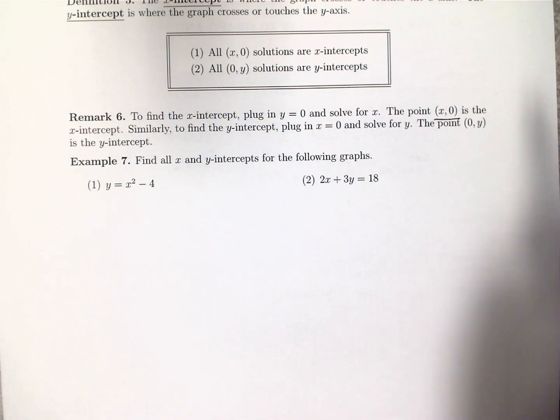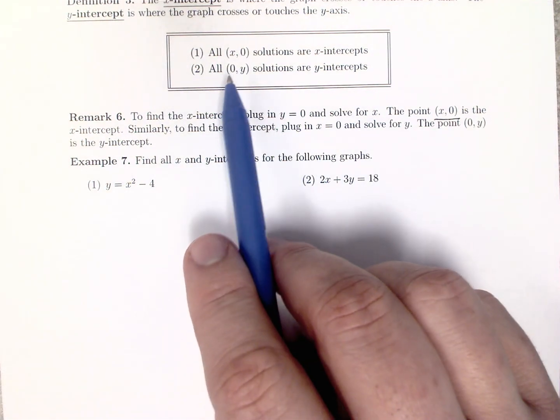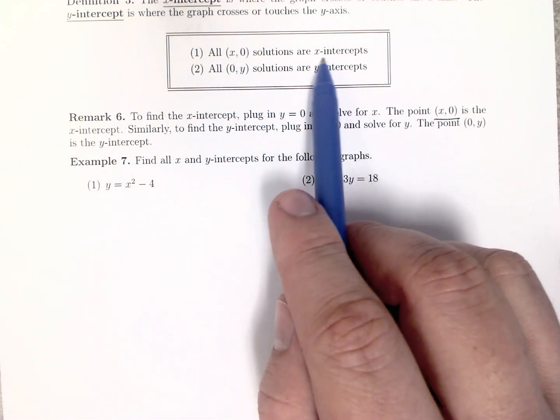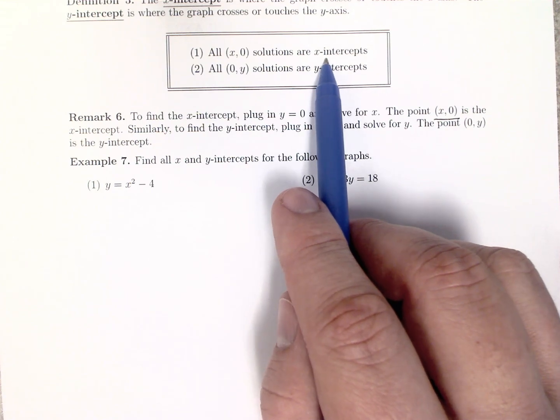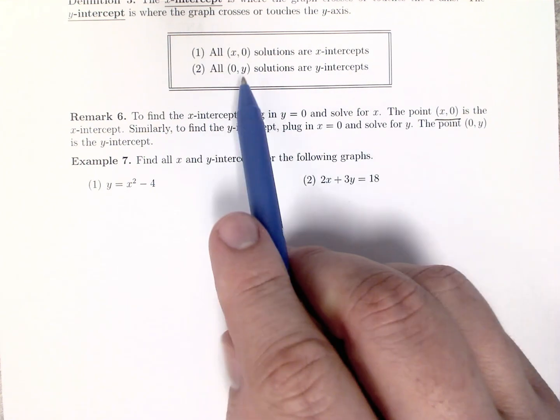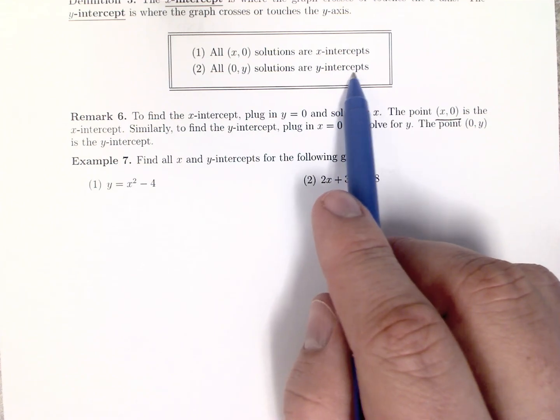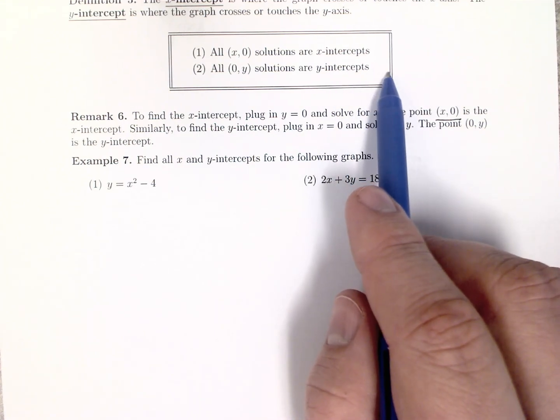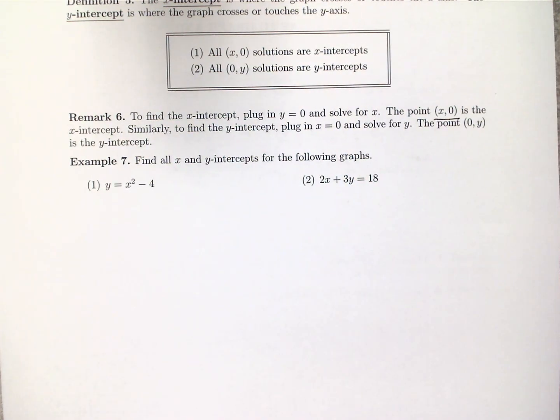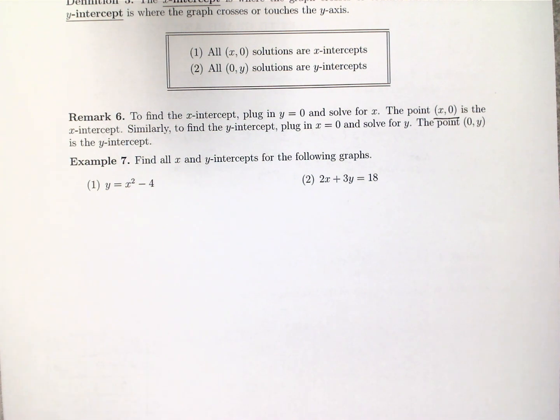And I want to say this as a way to hopefully help you memorize it. When you're trying to find x-intercepts, plug in 0 for the opposite variable. When you're trying to find y-intercepts, plug in 0 for the opposite variable, namely x equals 0. Okay, so I hope that helps as a way to memorize.